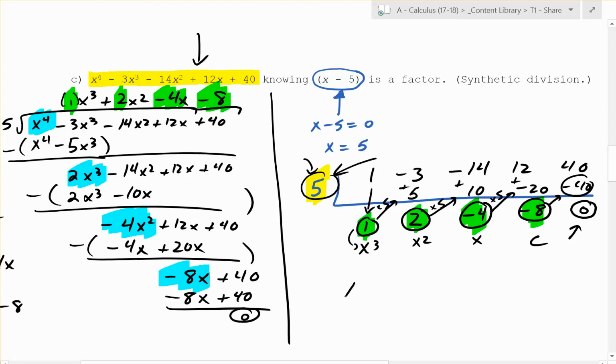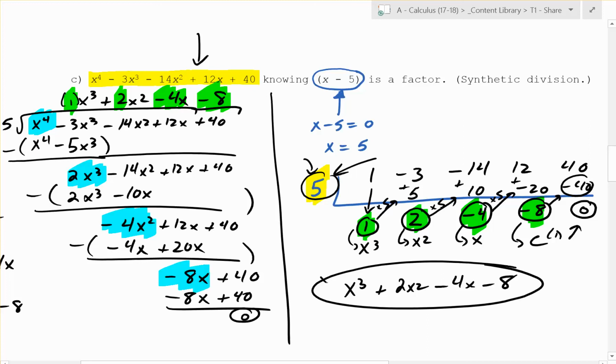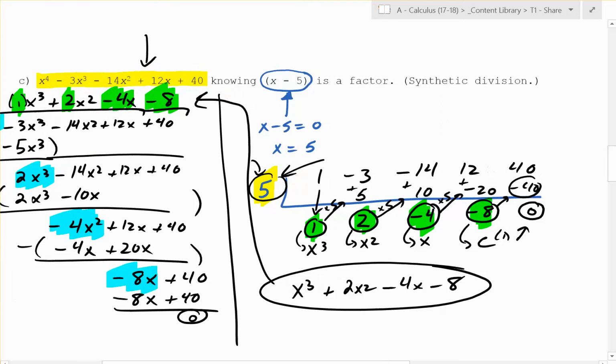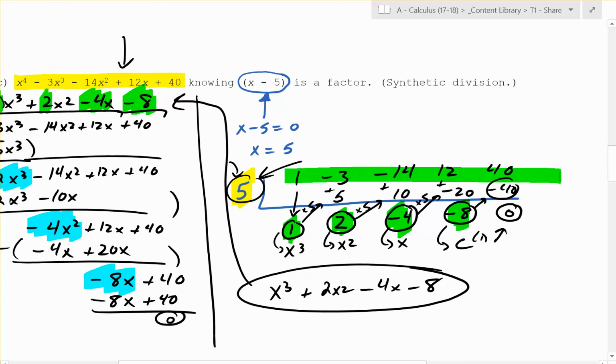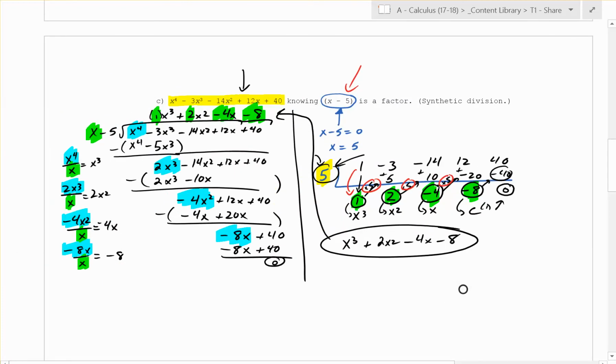So what's 1 times x cubed? x cubed. 2 times x squared? 2x squared. -4x. And this is just constant. 1 is -8. Take a look. This is the same as that. So again, write everything in order. You drop the first term, and then you just multiply repeatedly by the 5, which is what makes this 0. We'll practice this a bunch, but it's going to save you a lot of time.